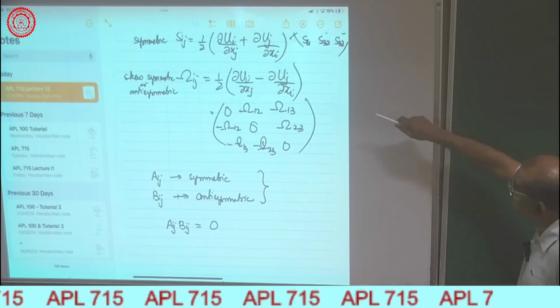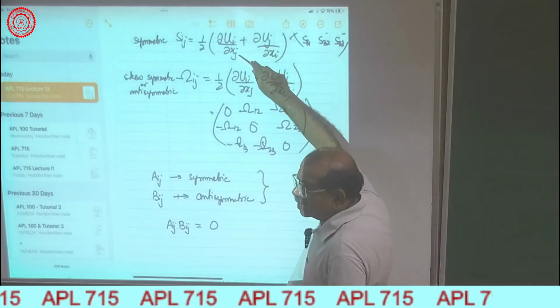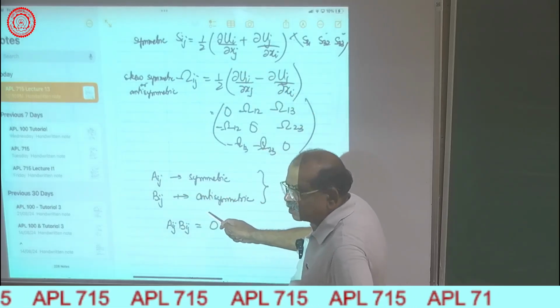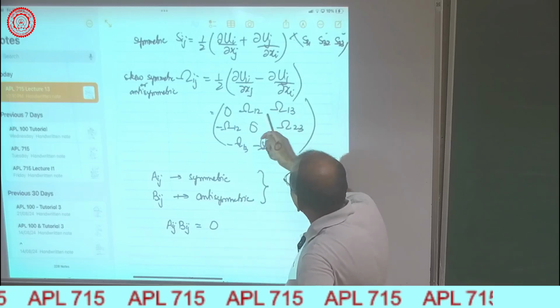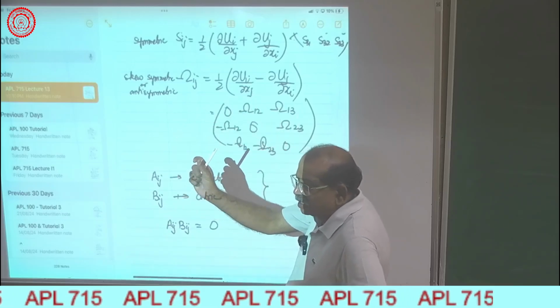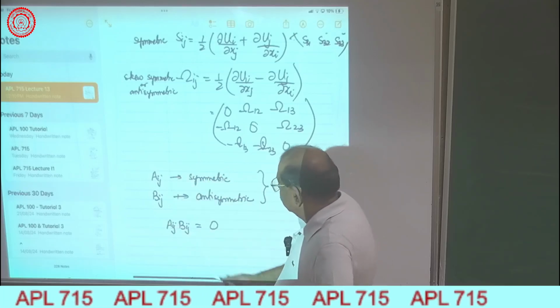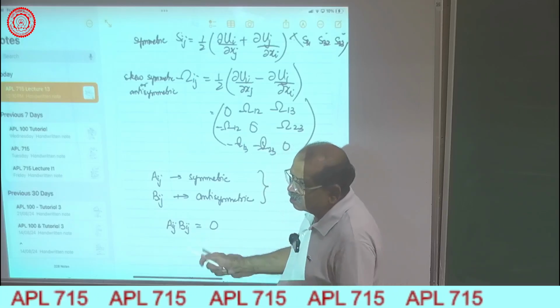But towards the end, I also showed that du_i by dx_j, any second order tensor, we can split into symmetric and antisymmetric parts. And the antisymmetric part, if it is contracted with something which is symmetric, then the net result is 0. And this you can easily show. If you cannot, ask me, I will tell you.